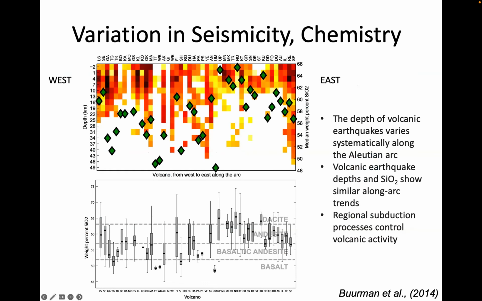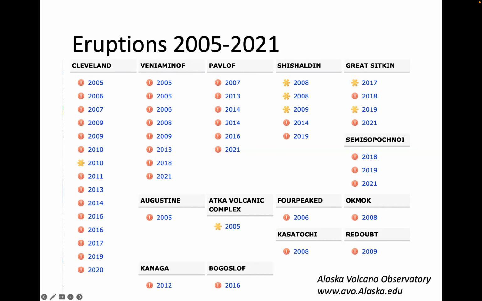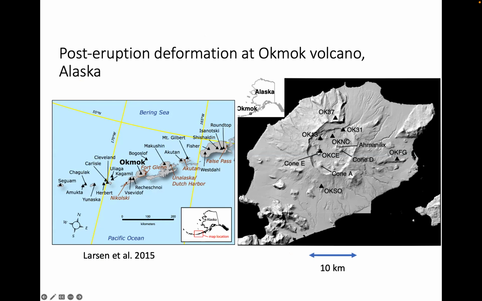Veniaminoff, whoops, didn't mean to go back. Pavlov is also, again, relatively open. Veniaminoff is very different, but also very, very active in terms of number of eruptions and so on. I'm going to show you a little bit about one of these, Okmok in 2008. It's a little bit of favorite spot syndrome, but it does have some useful things to say. This is a little bit about deformation, which I'll briefly talk about, but also about the effects of the eruption on the land surface.